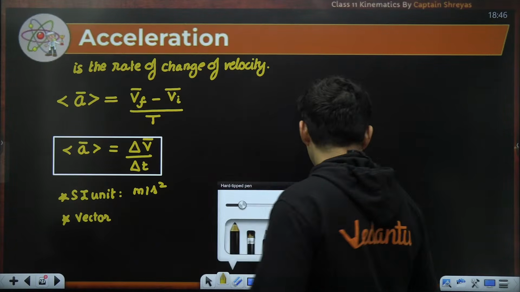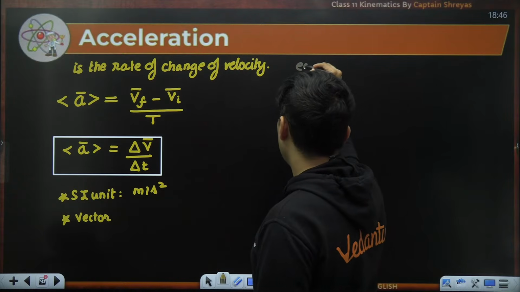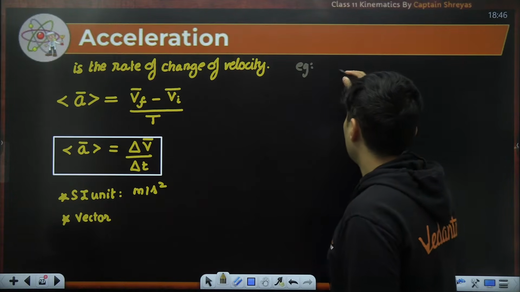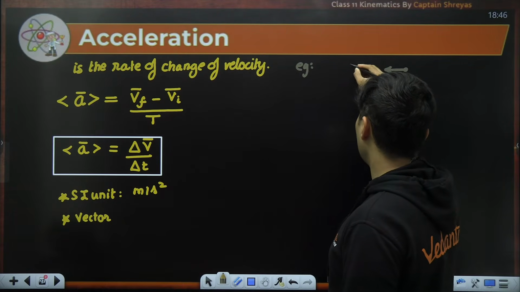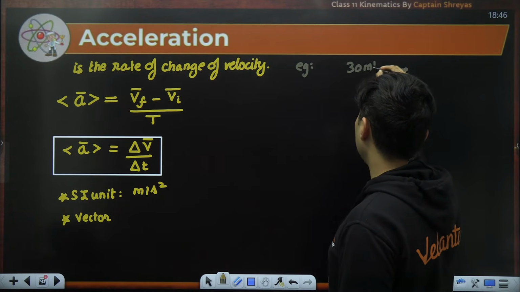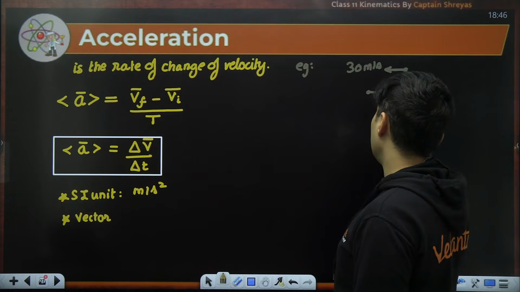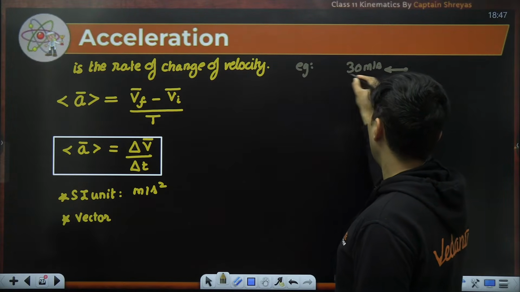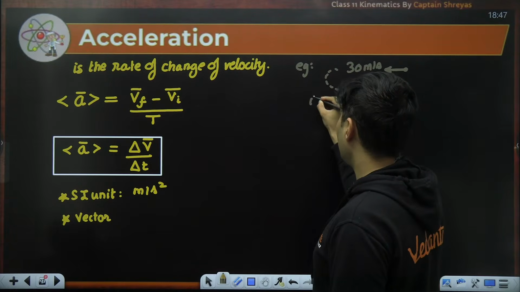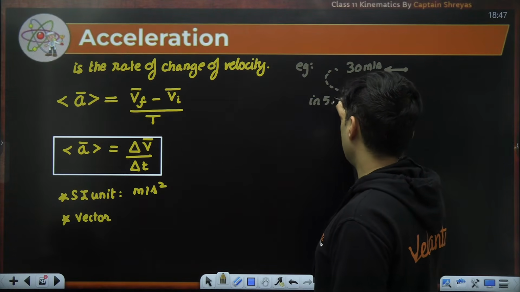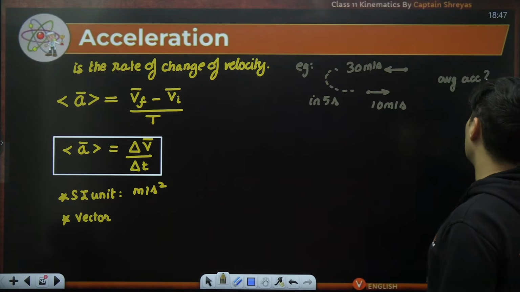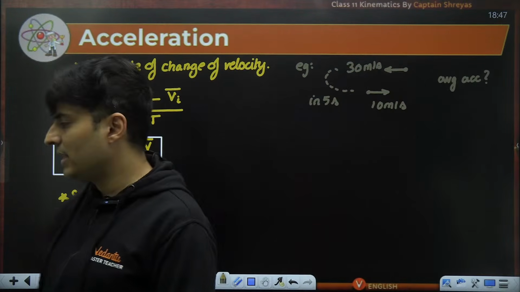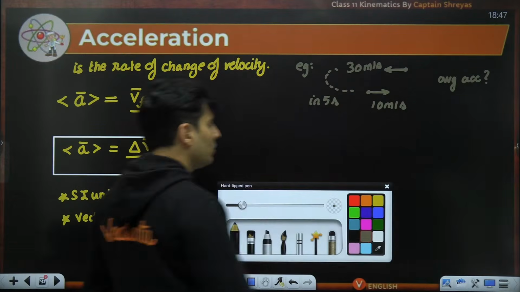So if I tell you, as an example, there is some car which was going like this at maybe 30 meters per second, and then the car suddenly moved this way at 10 meters per second, and it turns in maybe 5 seconds. Can you find the average acceleration of that car? Definitely we can do this question.